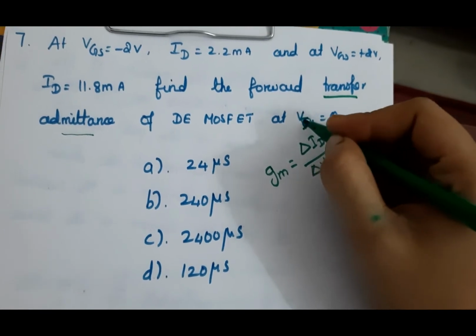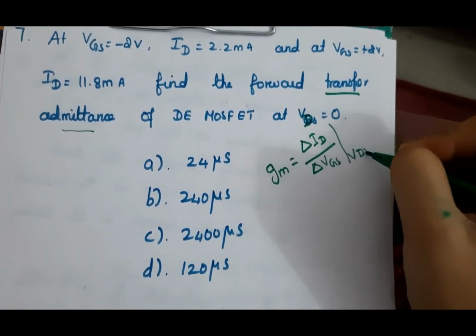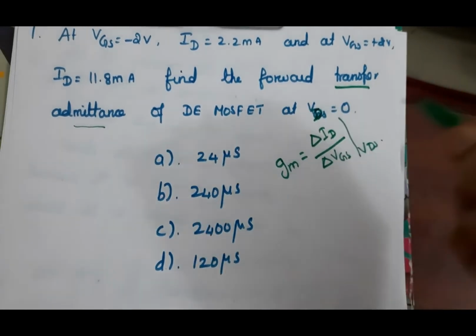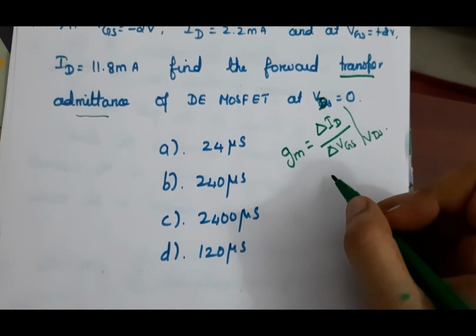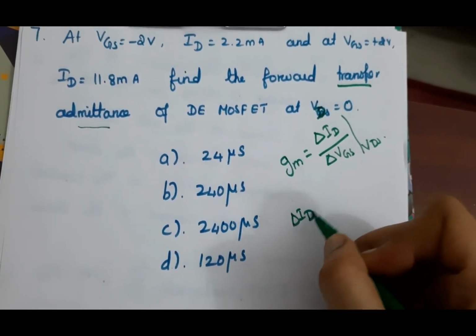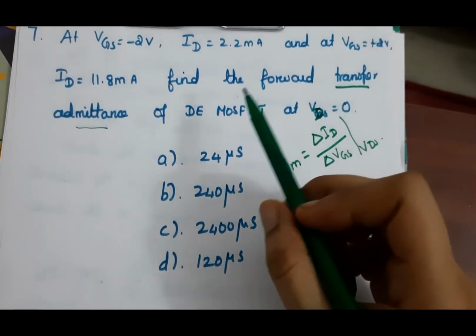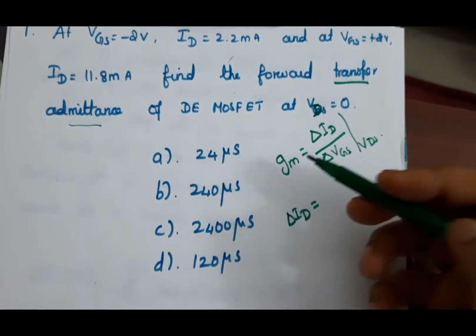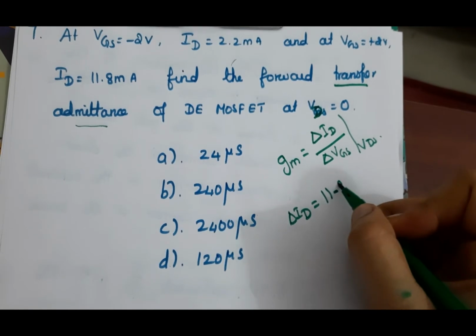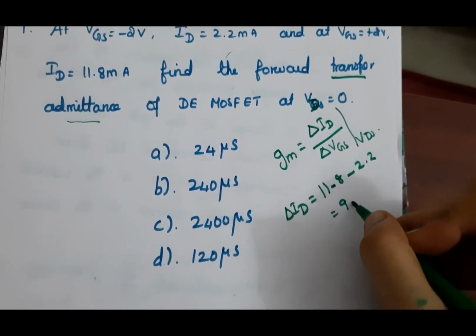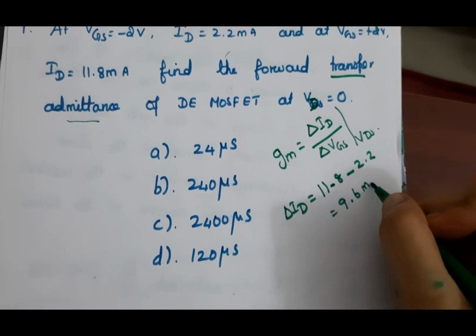And this is VDS. VDS is constant. So this is the VDS value. Now we have to find the change in current first. It changed from 2.2 milliamps to 11.8. So the difference is 11.8 minus 2.2, that is given as 9.6 milliamps.